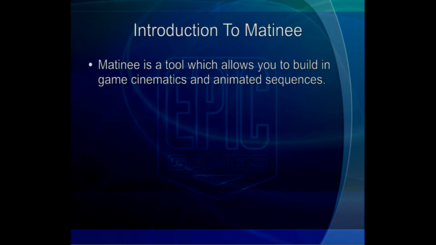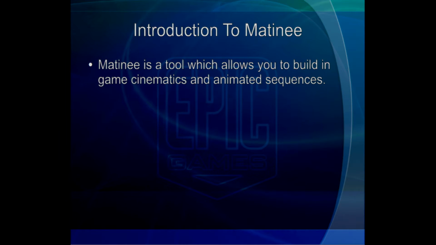Matinee is a tool which allows you to build the in-game cinematics and cutscenes in your game. As I was saying earlier this morning in the UDK overview, a lot of the tools that you need to develop games are all pre-built inside Unreal Editor. You don't really need to jump to a different executable or a different program to do these sorts of things. And it basically allows you to do really quick iterations of all the cutscenes in your game.